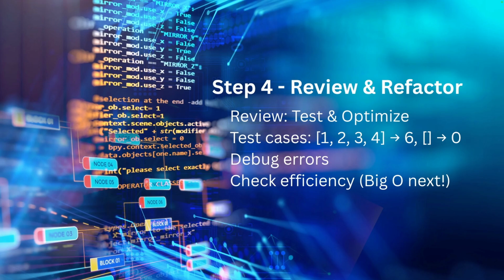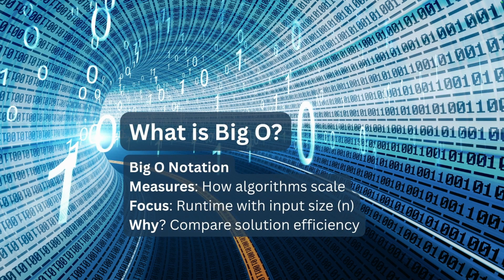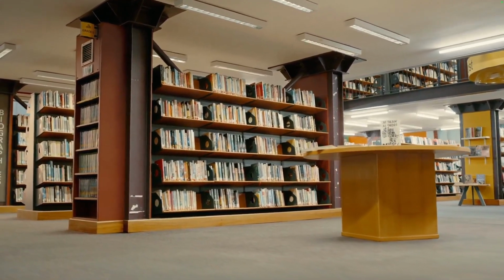Coming up next. So what is Big O? Not all solutions are created equal. Some are faster or use less memory as the input grows. Big O notation is how we measure an algorithm's efficiency, specifically how its runtime or space usage scales with the input size. Think of it like a librarian finding a book.